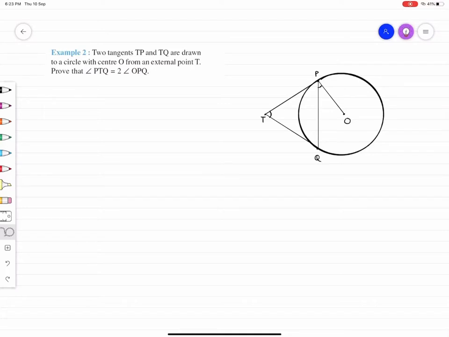Okay, so it's pretty straightforward. The diagram has been given to us, and T is the external point from which tangents are drawn to a circle with center O. Our tangents are TQ and TP, and we have to prove that angle PTQ is equal to twice of angle OPQ. This is what we are supposed to prove. So let's begin by writing our given and to prove statements, and then let's look at how we are going to prove it.